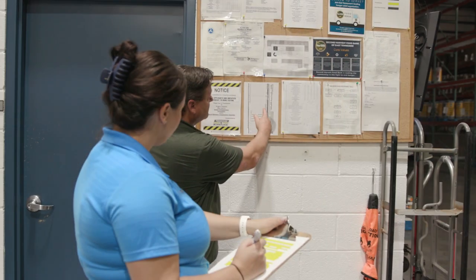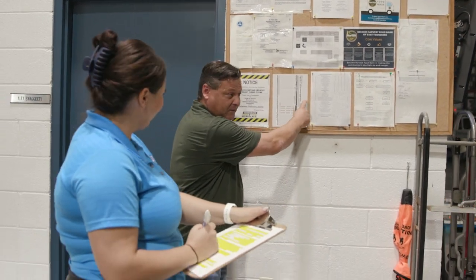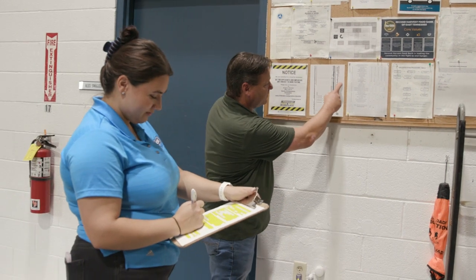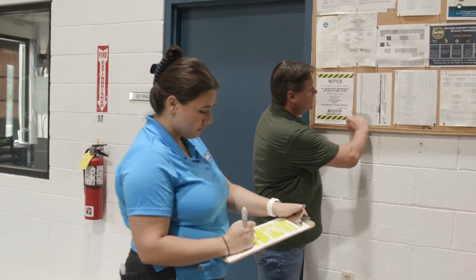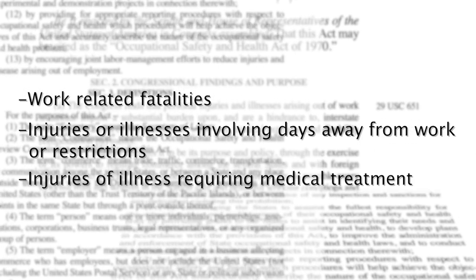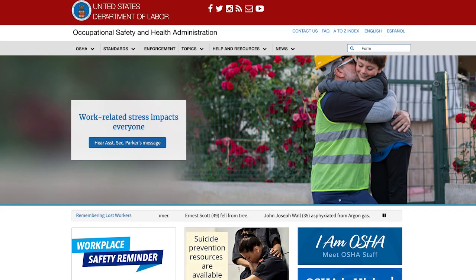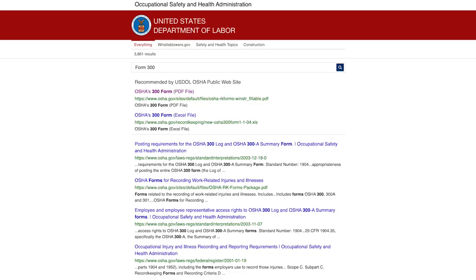Most employers with 11 or more employees are required to maintain an OSHA Form 300, Log of Work-Related Injuries and Illnesses. Employers should only log OSHA recordable injuries and illnesses. This would include work-related fatalities, injuries or illnesses involving days away from work or restrictions, and injuries and illnesses requiring medical treatment. So they would not include injuries or illnesses that involve first aid only. The record-keeping forms can be downloaded from the OSHA website in Excel, which makes maintaining these forms much easier.